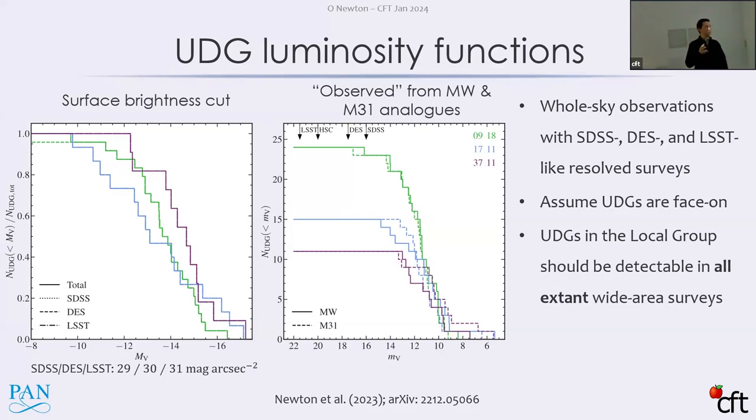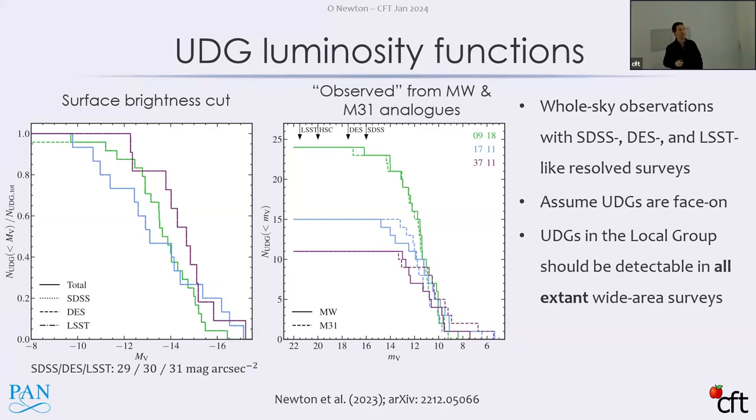As a first pass, we want to look at what we would see if we performed some surveys of these local groups. Can we see them in existing surveys? Starting on the left, this is a plot of the number of UDGs normalized by the total number of UDGs in each simulation as a function of their brightness, bright on this end, faint on this end. Here we've applied the different surface brightness cuts corresponding to two surveys that have already been carried out and one that's planned, to see whether, just on the basis of the surface brightness limitations of the survey, we see the entire population or not. You can see that for the most part, basically the entire population of UDGs is recovered from these simulations.